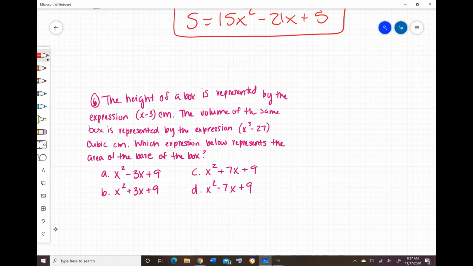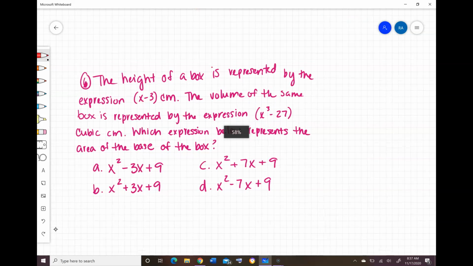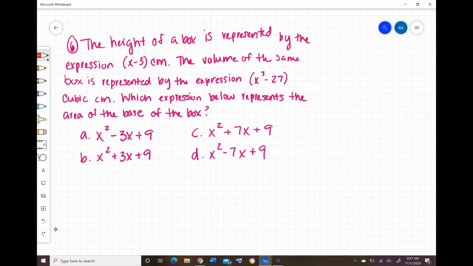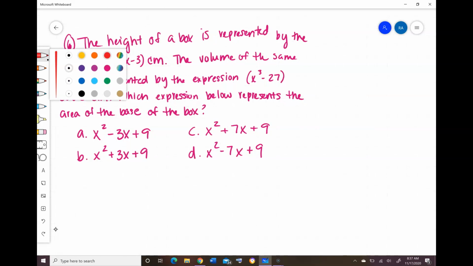And the last one I made a multiple choice because you're going to see multiple choice with this one in the future. And I want to show you how you can use it in your best interest. Okay? So it says the height of a box is represented by this expression. The volume is represented by this. Which expression below is the area of the base of the box?